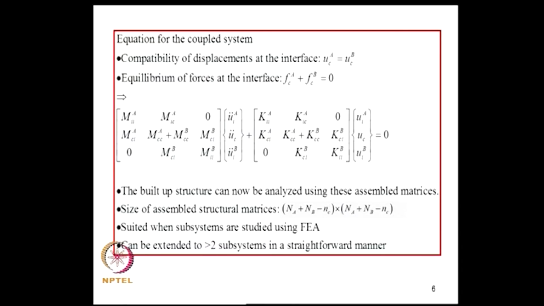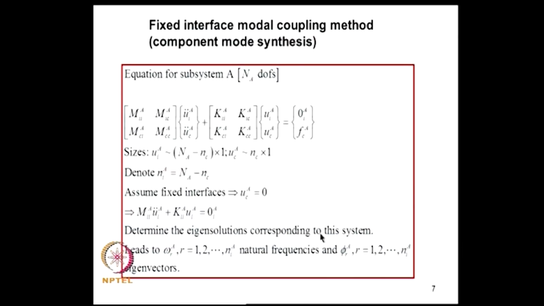Now, the built up structure can now be analyzed using these assembled matrices. The size of assembled structural matrices will be NA plus NB minus NC. That is across this, this is the size of the displacement vector. Now, this method is well suited if subsystems are studied using finite element analysis. If you have access to all these matrices, you can easily construct these matrices for the built up structure. Now, I have illustrated this with respect to two subsystems, but it can be extended to a built up structure having more than two subsystems, then the extension is fairly straightforward.